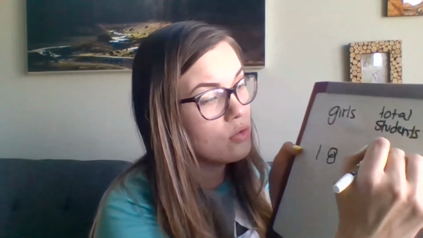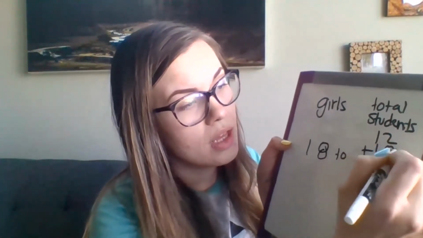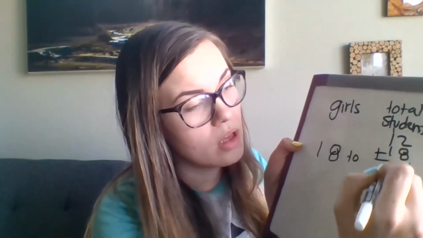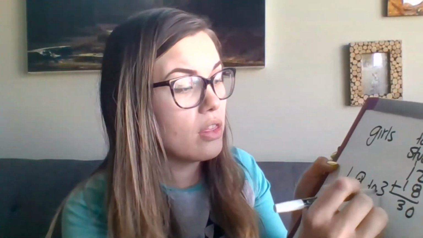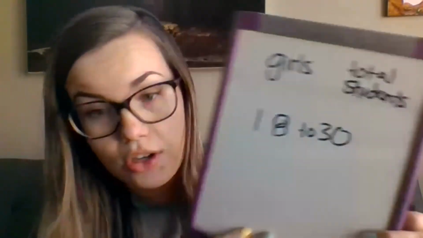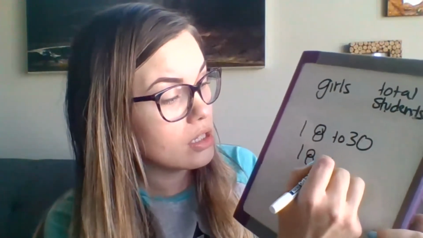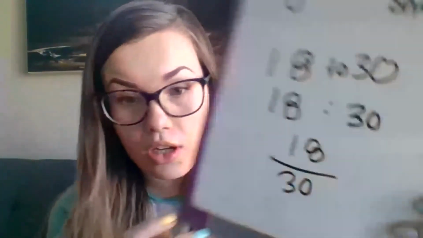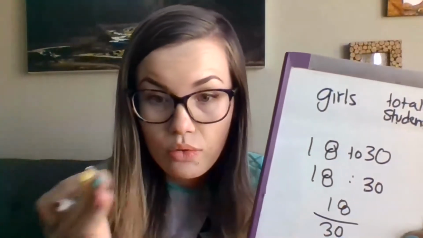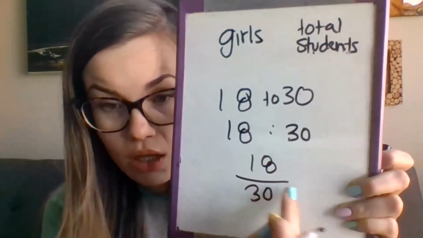I have 12 boys and 18 girls. To find the total, I'm going to add those together. 12 plus 18: 8 plus 2 is 10, carry the 1, that makes 3. So that would be 30 total students. The first way to write it would be 18 to 30. The next way would be 18:30. And then the last way would be 18/30, okay? Again, you say "18 to 30" for all of them. All of them, you say it the same way.